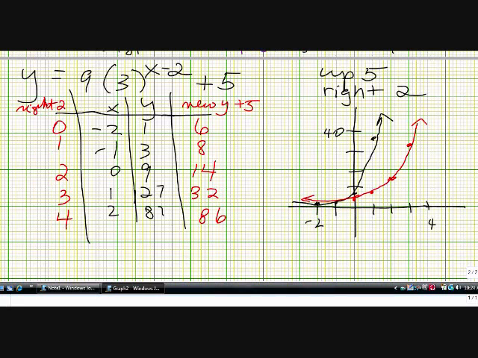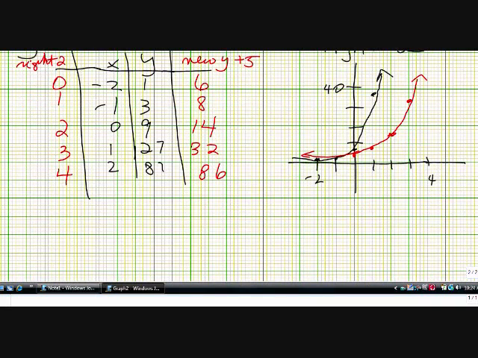That exponential has been shifted up 5 and right 2. And that's a concept that you'll love in pre-calculus next year.